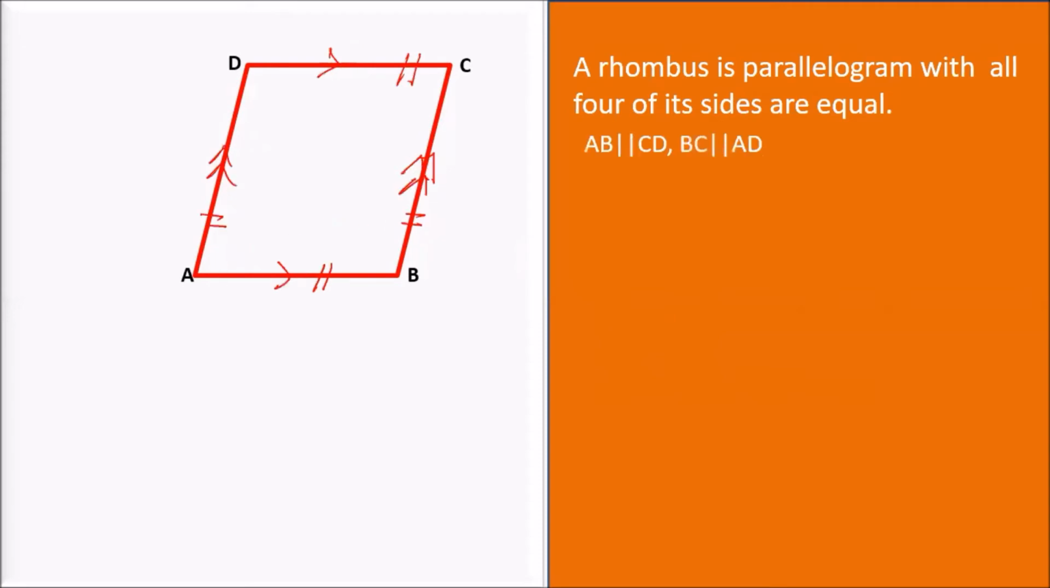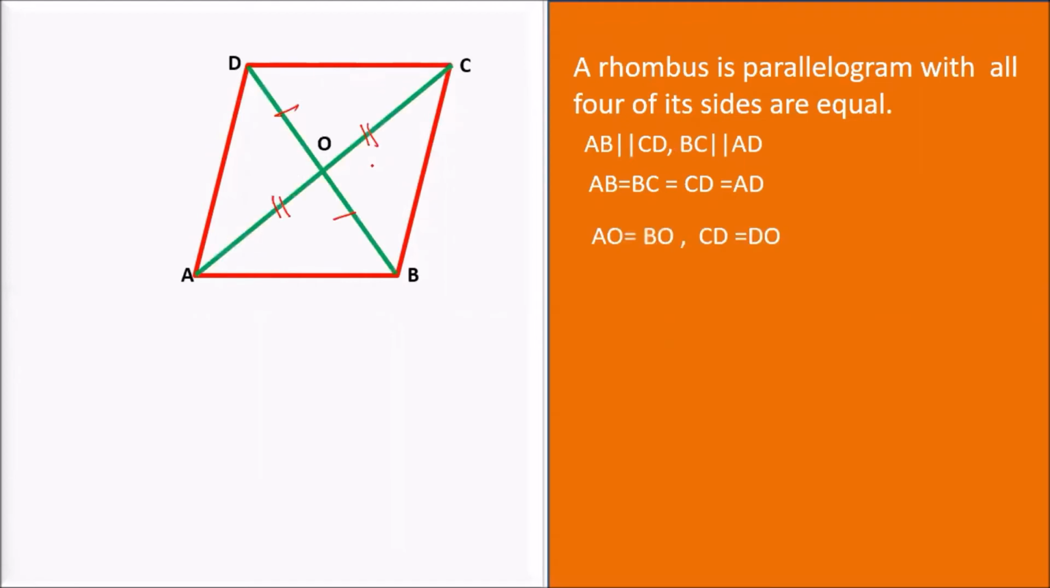So AB is equal and parallel to CD, BC is equal and parallel to AD, but now you know that they are all equal. AB equals BC equals CD equals AD. You will measure with the scale: in a rhombus, all are equal. And the diagonals bisect each other. AO is equal to CO, whereas BO is equal to DO.